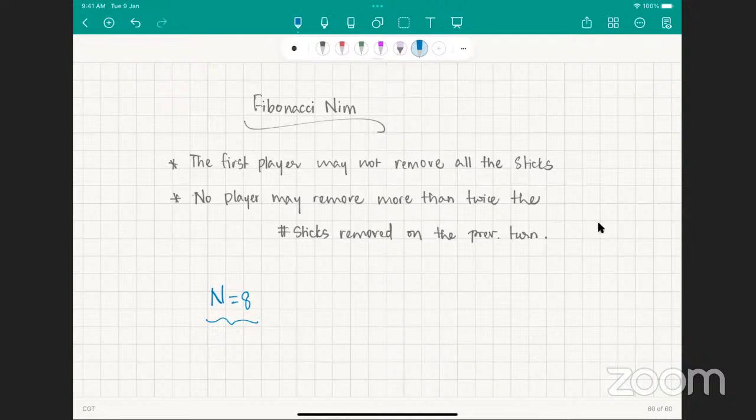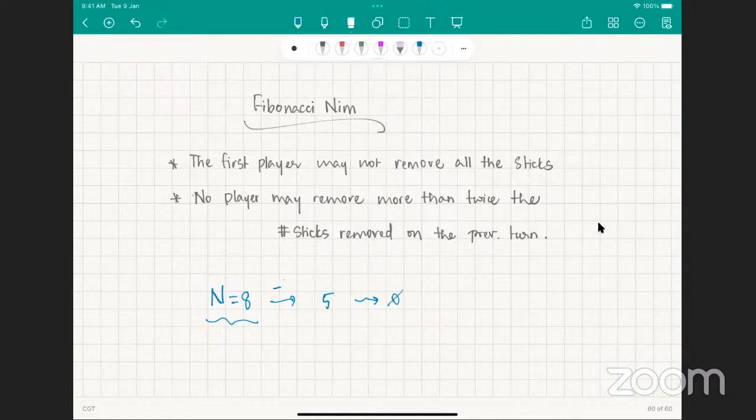For example, if they remove a large enough number of sticks, then the second player can remove the rest of it, right? So for instance, if I remove 3 sticks, I'm left with 5. And because I removed 3, the other player has the freedom to remove up to 6 sticks, which means that they can at this point empty the heap out. So removing 3 or more sticks is not a good idea for this reason, right?